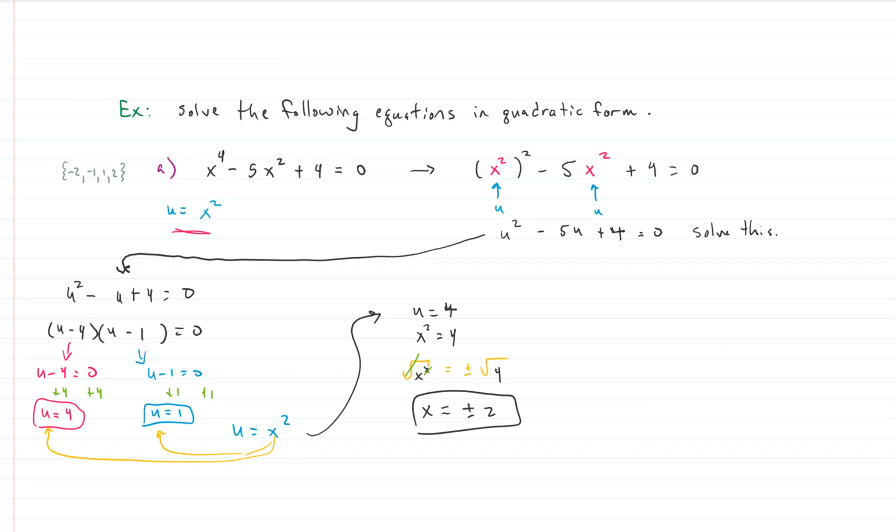And let's try our second one. u equals 1. Well, that really means x squared equals 1, because u equals x squared. That was our substitution. Now we can do the same thing. We can take the square root of both sides. We have a plus or minus on the right, and we get x equals plus or minus 1 because the square root of 1 is 1. So we have answers plus or minus 2 and plus or minus 1.